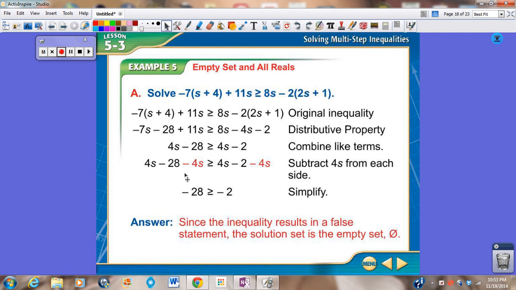Now what we're going to do here, we're going to subtract 4s from both sides. When you do that, notice that all of your variables are gone. So what you're left with is -28 is greater than or equal to -2. Okay, well, first of all, that's not true. So guess what? This is what we call the empty set. This would be an answer of, we used to write no solution or many solutions or one solution. This is an empty set or a no solution problem. Okay?